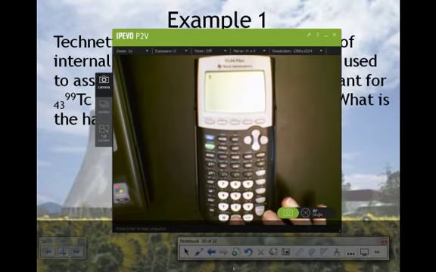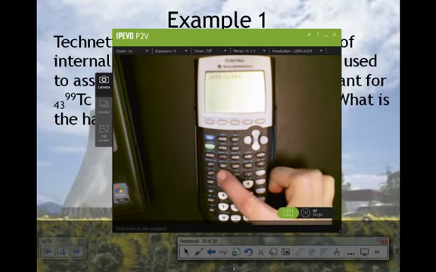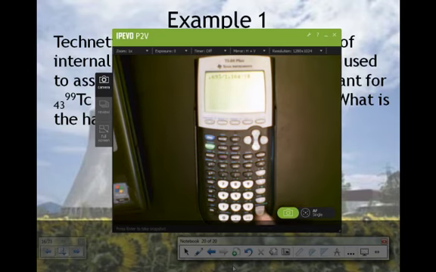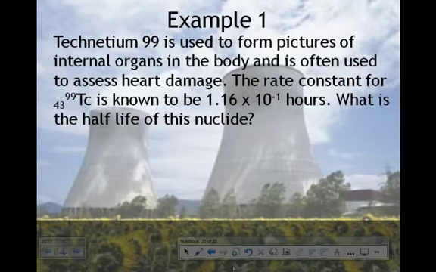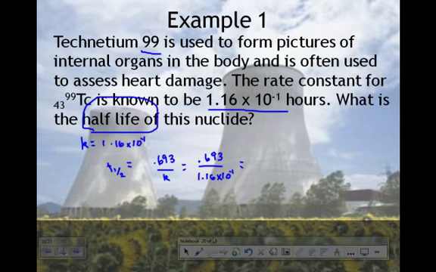I had 0.693 divided by my decay constant, 1.16, use your E button, to the minus 1, and I get 5.9741, all those numbers. Let's only keep 3 of them because my decay constant only had 3 sig figs. So 5.97 then. That wasn't so bad. 5.97, and these units are hours, so our units for time for the half-life is hours.